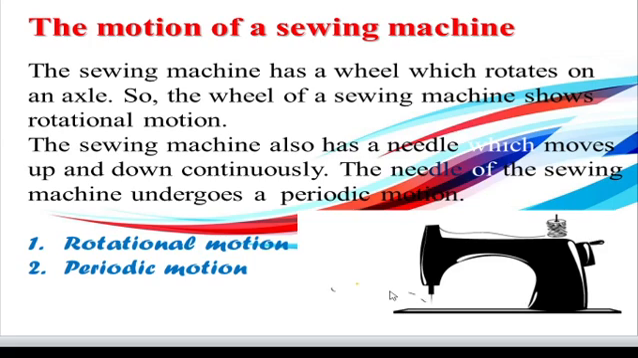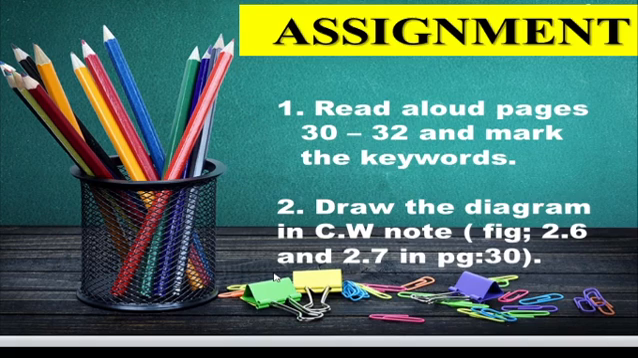The motion of a sewing machine. The motion of a sewing machine has two types of motion. When we see the wheel, it is a rotational motion, but when we see the needle, it is continuously moving up and down, so it is periodic motion. So the motion of a sewing machine has two types of motion. One is rotational and another one is periodic motion.